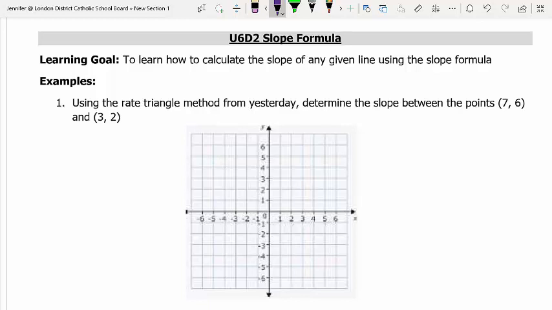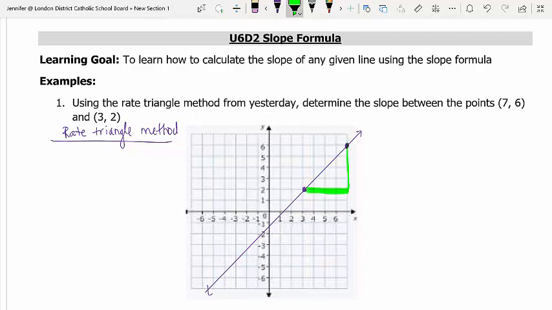Yesterday's rate triangle method tells us to first plot the points. So 7 and 6 and 3 and 2, then connect the dots. Now we draw a triangle below the line using the 2 points. So there's my rate triangle. The rise is this side because it's the vertical change, and this side of the triangle is the run because it's the horizontal change. So the rise starts at 2 and it rises up until 6. So the difference between 6 and 2 is 4, so the rise is 4.